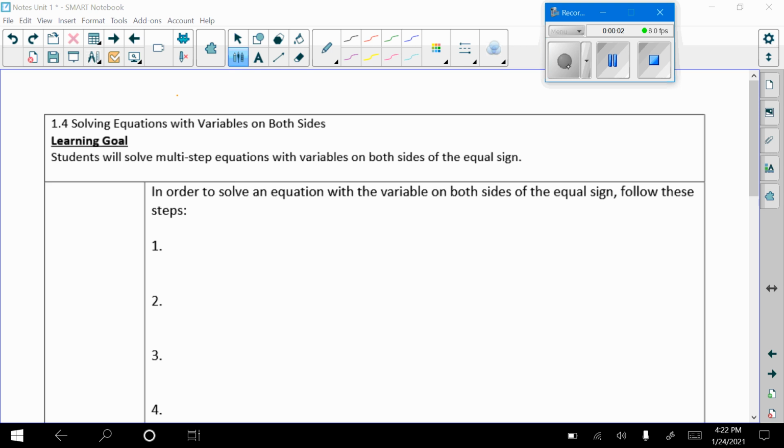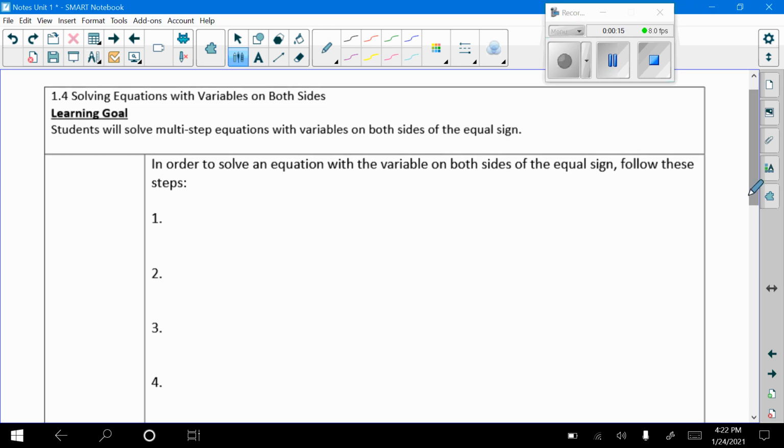So as we start in with solving equations with variables on both sides, I've already kind of introduced it a little bit, but now I'm going to give you some actual step-by-step on how to, and we're going to dive in today a little bit more into that. So in order to solve equations with variables on both sides of the equal sign, follow these steps. So here we go. First thing I want you to do is distribute to get rid of the grouping symbols.